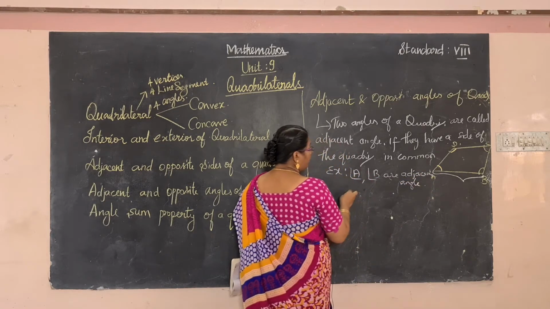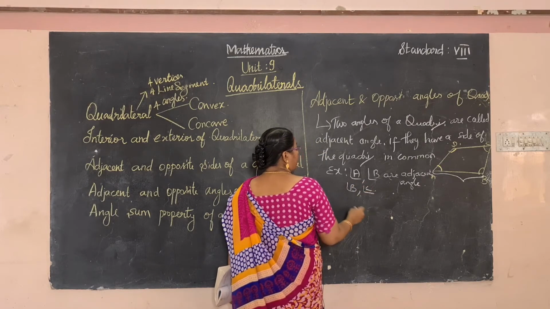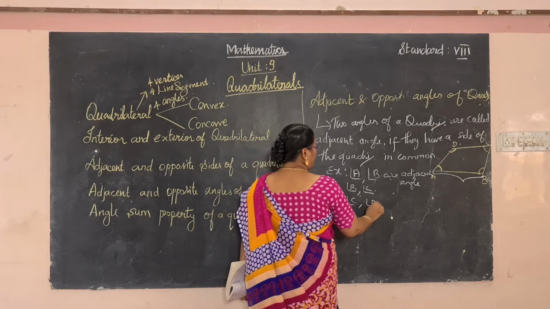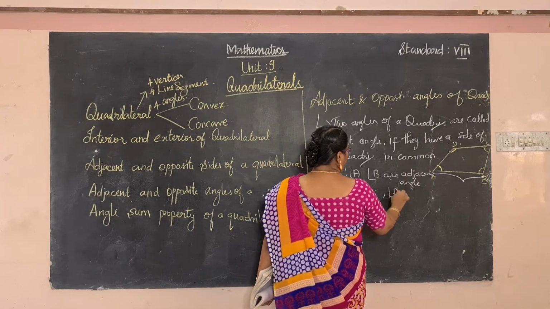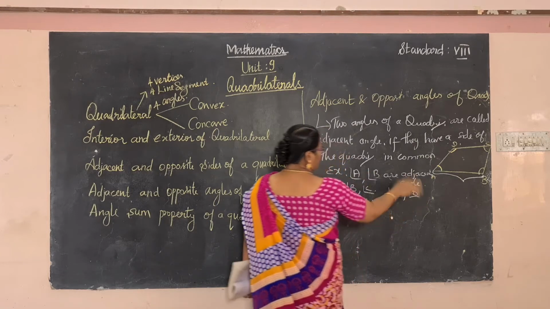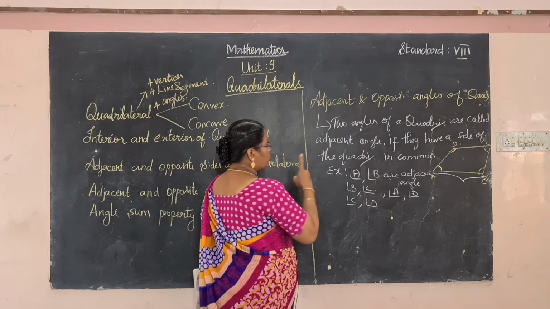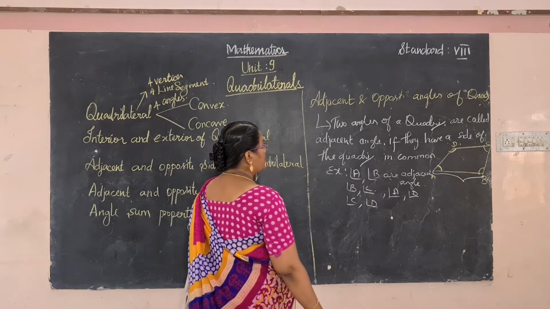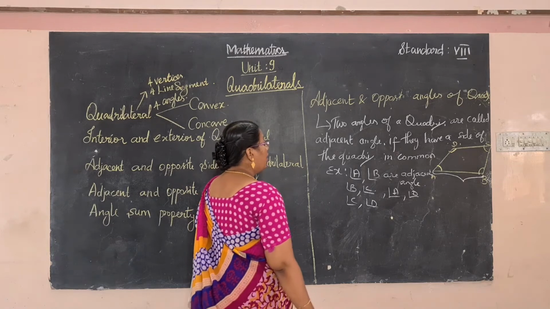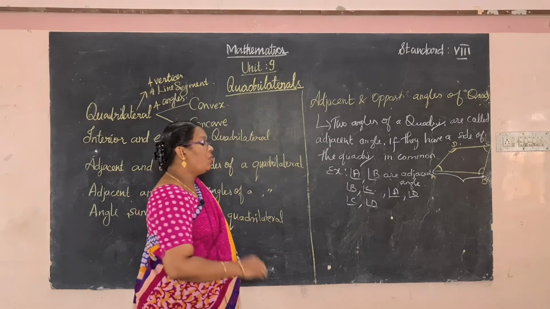Not only AB, but angle B, C, angle C, D, and angle A, D. These are all called the adjacent angles. Next one, opposite angles. Opposite angles means they are not in the common line segment, not in the common side.